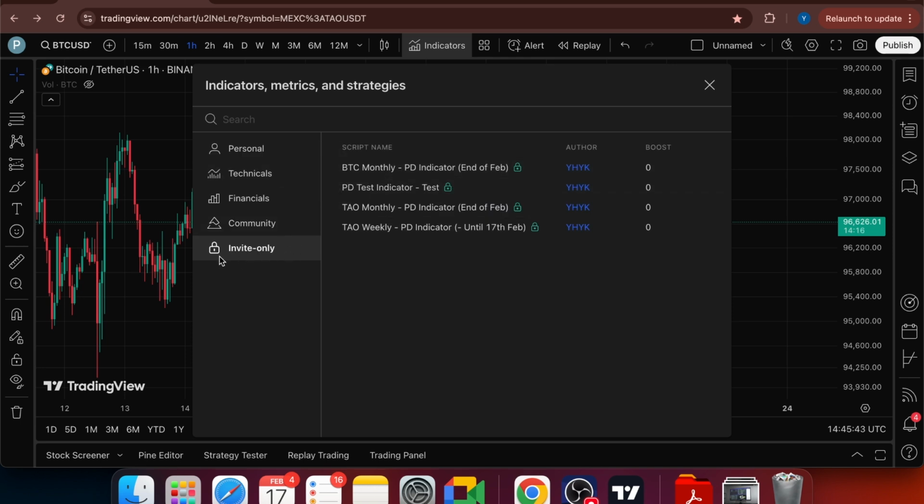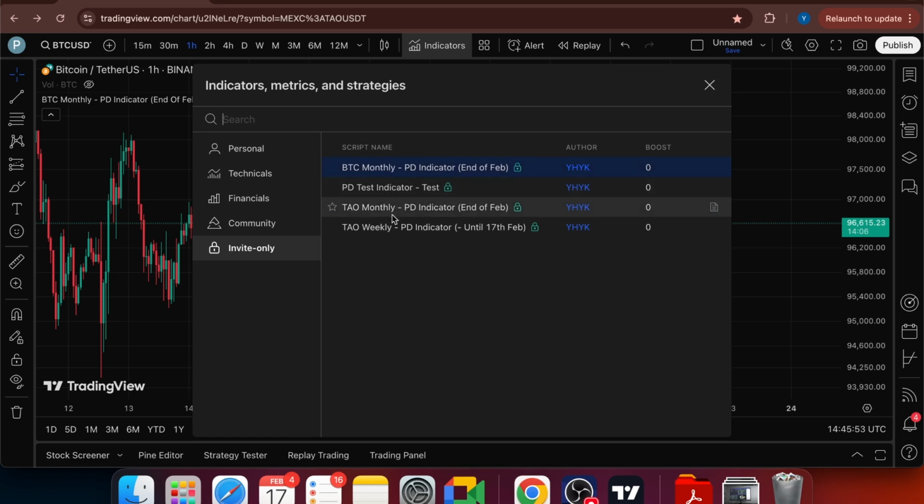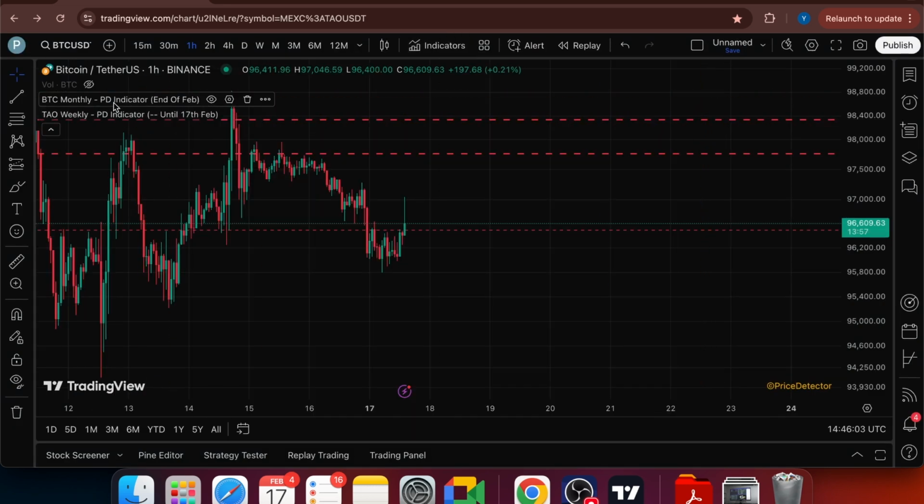At first you won't have this section. Once we actually add you, you'll have access to the invite only, and then you just add in Bitcoin monthly, Tau monthly if you'd like, Tau weekly. All right, so you actually have a limit on the number of indicators you could add into a certain view, but it's relatively straightforward. If you run out, you just delete it and then re-add it to a certain chart.